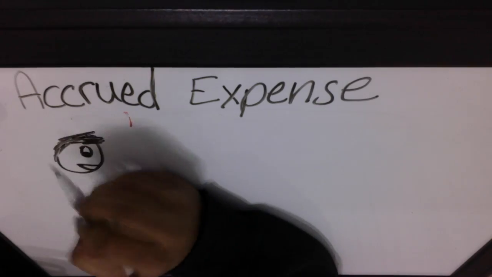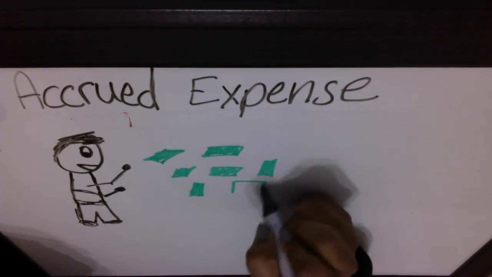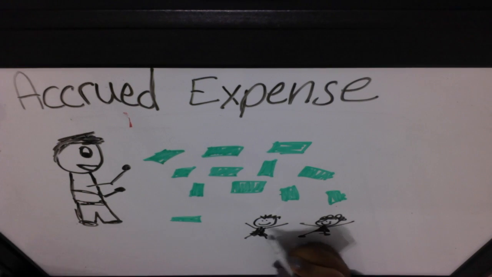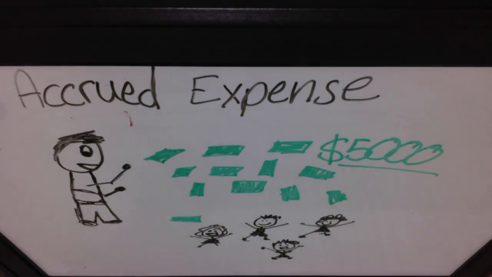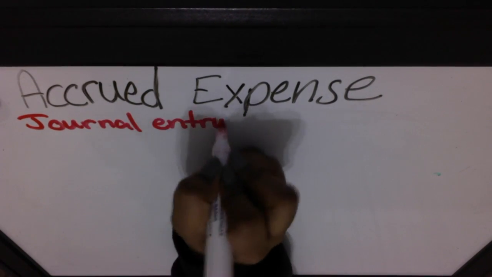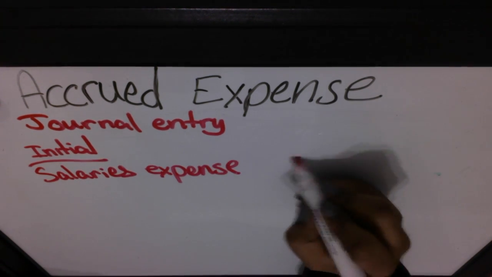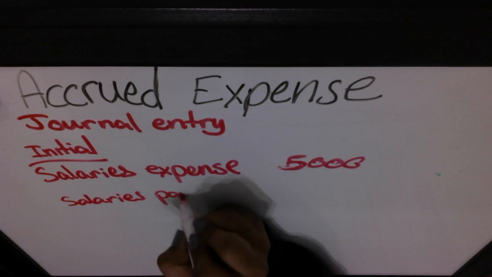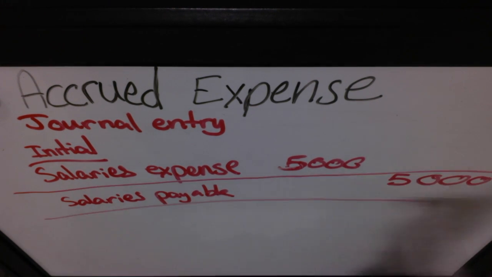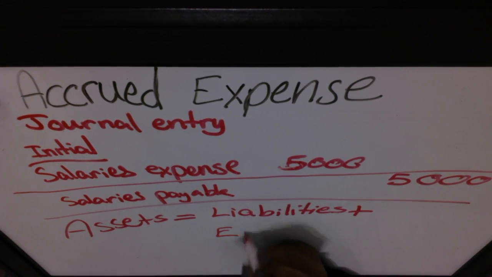Accrued expenses work in the opposite fashion. When our cake shop pays salaries, we are incurring the expense before we pay for it. At any moment before we have paid the salaries, we would record in a journal entry a debit of $5,000 to salaries expense and a credit of $5,000 to salaries payable.